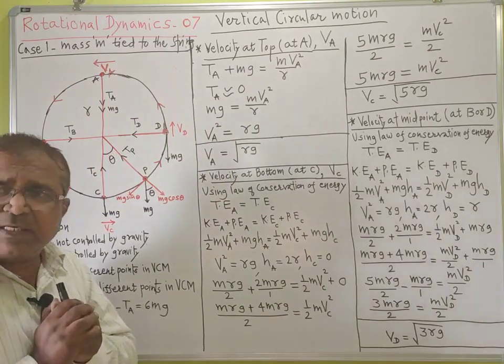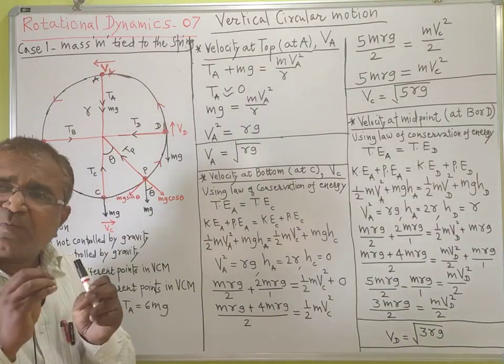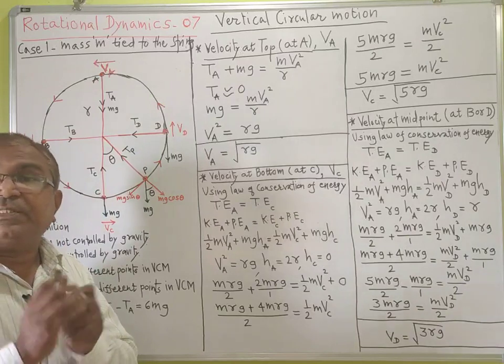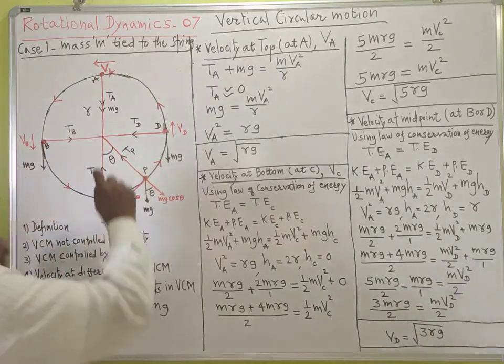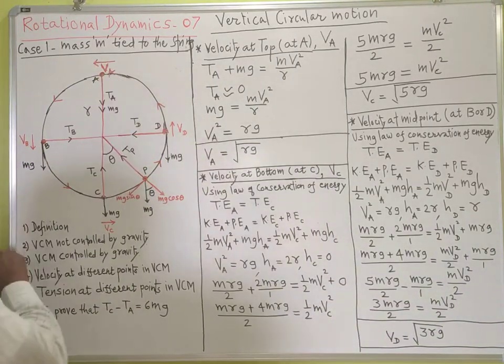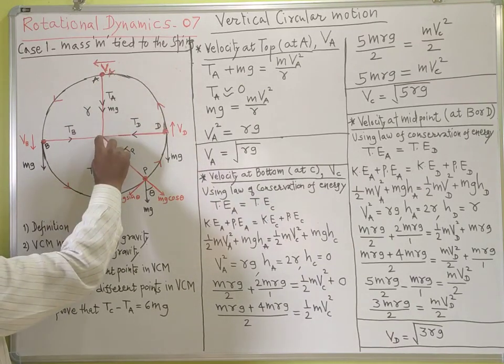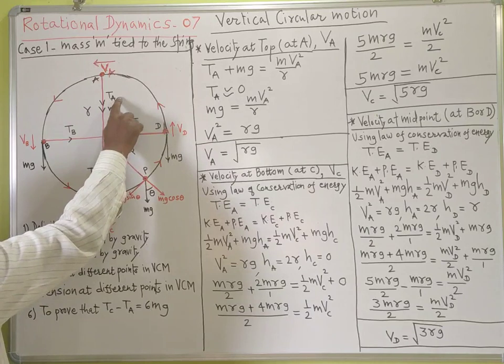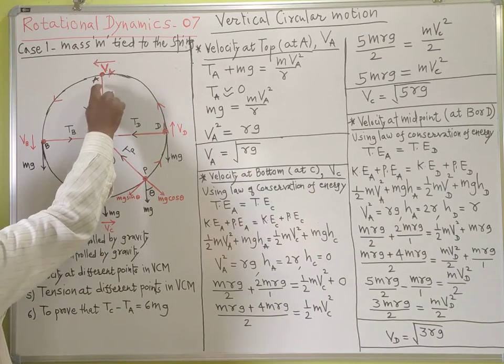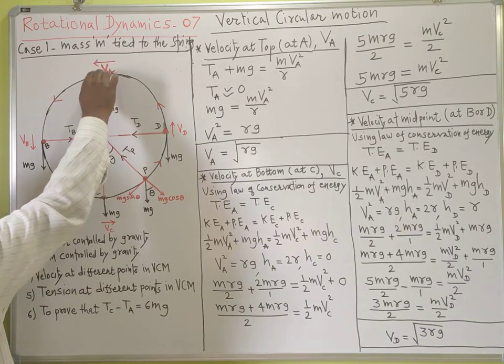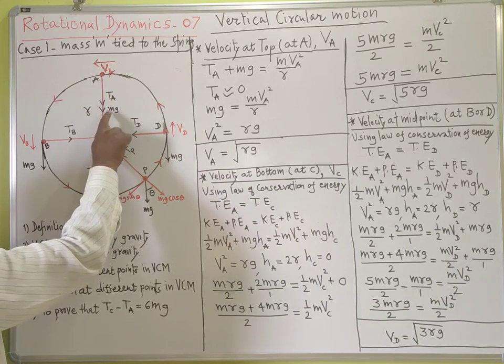Observe the diagram carefully. When the particle is at top, the tension is always acting towards the center, that I have already told you, that is Ta. The weight of the particle is also acting vertically downward, that is mg.